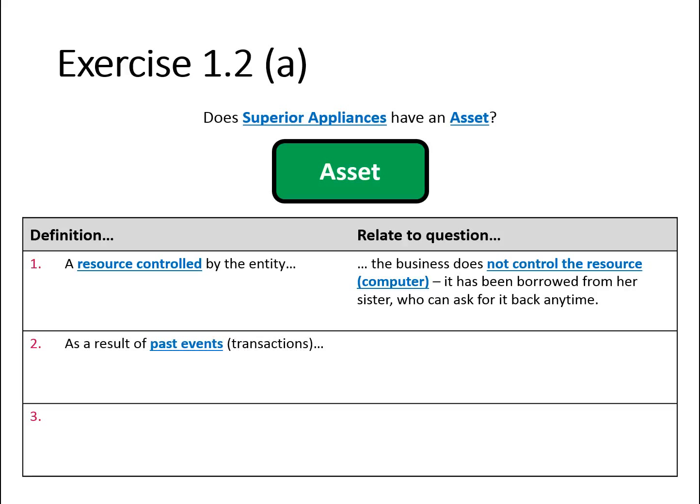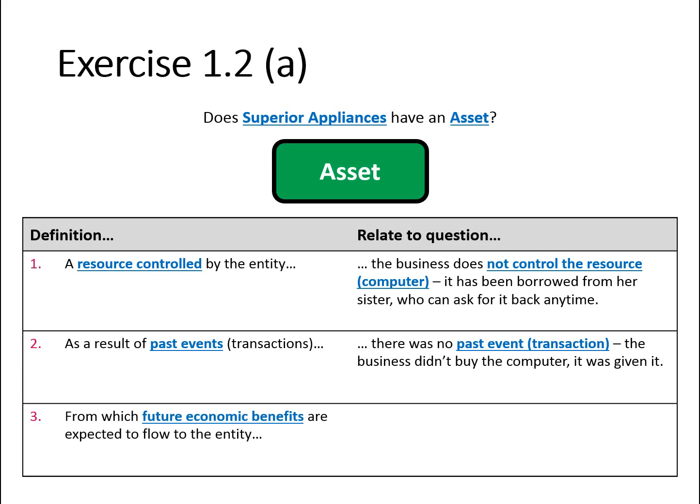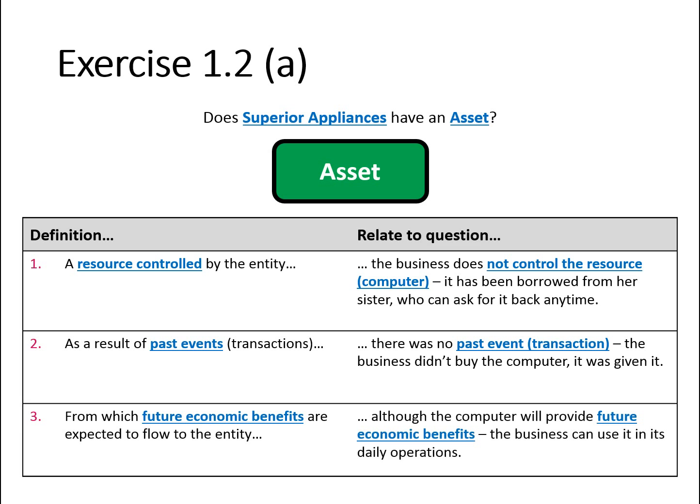The asset must be the result of a past event. In this case, there was no past event. The business didn't buy the computer, it was given. And lastly, an asset must have future economic benefits that are expected to flow to the entity, and that was the one that was actually true. Although the computer will provide the economic benefits the business can use in its daily operations, overall, to answer the question, no, the business does not have an asset.